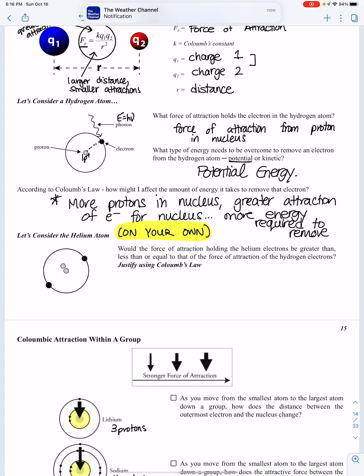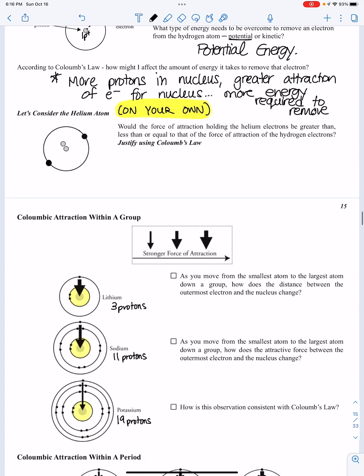So just putting some notes here with some questions for us to think about. Atoms that we know in chemistry have a different number of protons. If I'm going to have more protons in that nucleus, the electrons are going to be more attracted to that nucleus. But we'll see some changes to that. Let's consider the helium atom that has two protons and these two electrons. Would the force of attraction holding the helium electrons be greater than, less than, or equal to justify using Coulomb's law? I'd like you to try and answer that question on your own with the information that we have here.